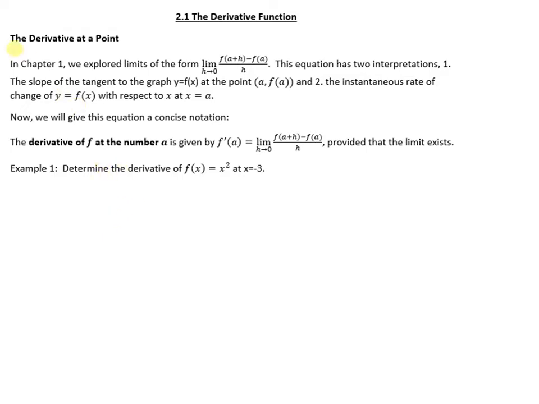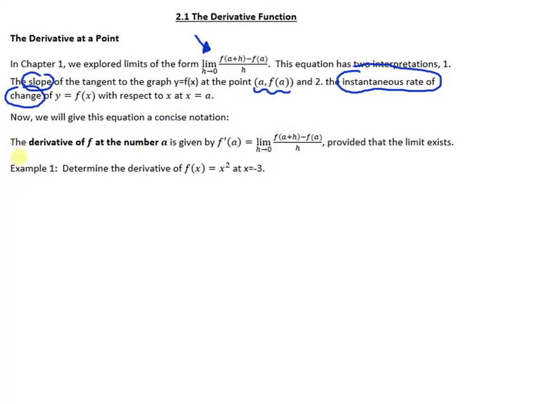is the derivative function. So the derivative at a point. In chapter 1, we explored limits and we touched base on this formula right here. This formula has two interpretations. The first one is the slope of the tangent to the graph y equals f of x at this point here. And number two, the instantaneous rate of change. So we're talking about slope, we're talking about instantaneous rate of change, of y equals f of x with respect to x at x equals a.